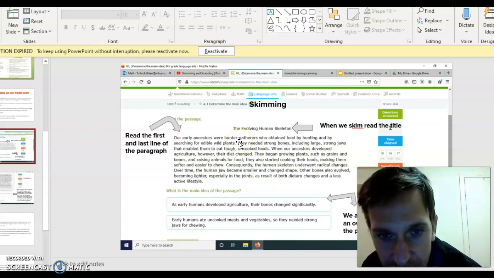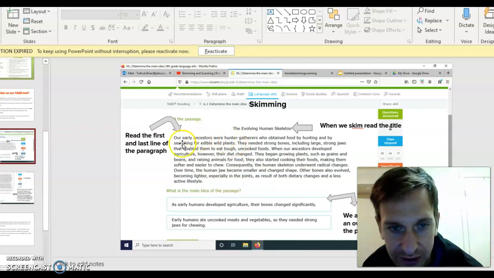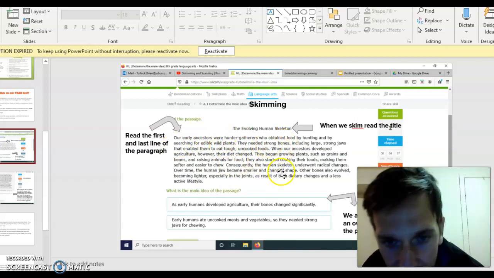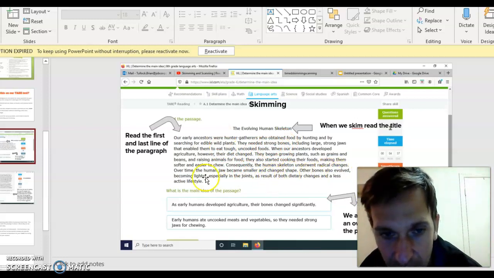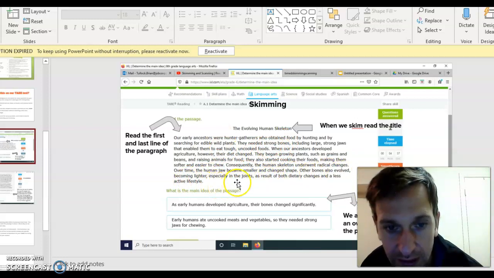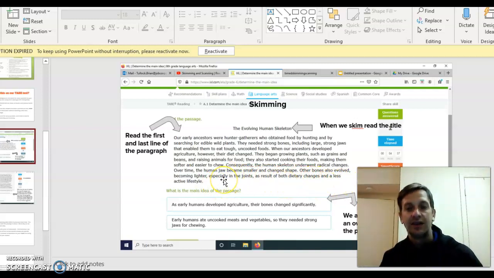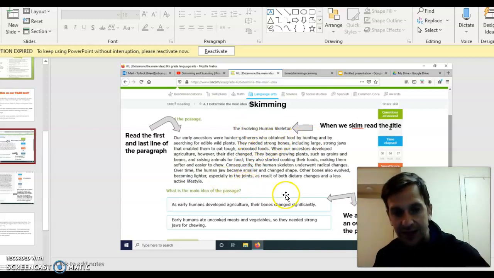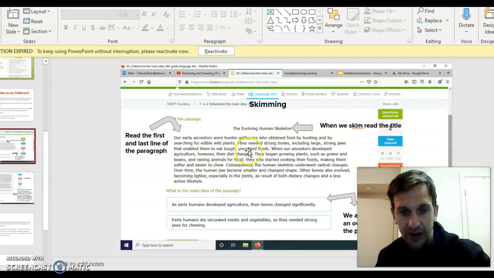Our early ancestors were hunter-gatherers who obtained food by hunting and by searching for edible wild plants. Cool. Let's scroll down and read the last line. Other bones often evolved, becoming lighter, especially in the joints, as a result of both dietary changes and a less active lifestyle. The title is the evolving human skeleton. Early ancestors were hunter-gatherers. So what can we think? We're getting an overall idea of the passage.